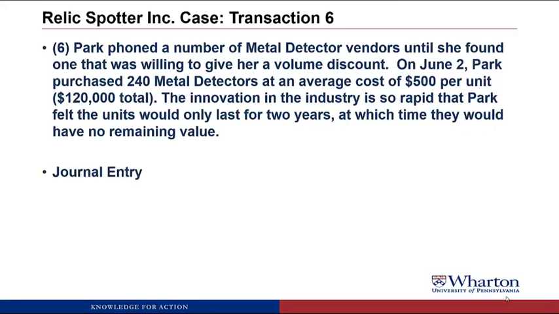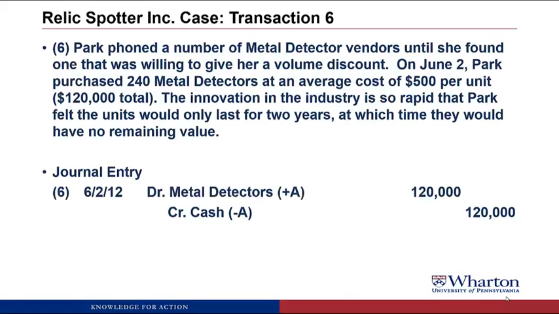So in this transaction, we are paying cash again. We're paying $120,000 of cash to buy the metal detectors. Cash is an asset. We make asset go down with a credit, so we credit cash $120,000. What are we getting? We're getting metal detectors. Metal detectors are an asset. Assets go up with a debit, so we want to debit metal detectors for $120,000. And then we're going to ignore the last sentence about only lasting 2 years, no value. We'll come back to that fact later on in the case.